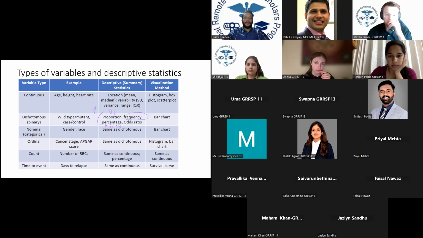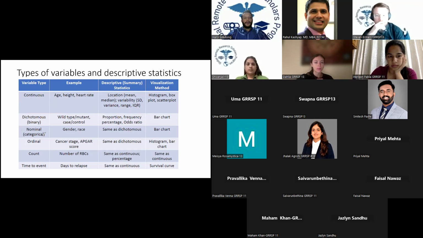Frequency is basically the count. For example, if I have 200 individuals and 100 of them have hypertension, this will be the frequency. The percentage would be 50% because it's half of them, and the proportion will be 0.5. So this is the frequency, basically the count. The percentage is the percentage, and the proportion is basically the same thing as the percentage, but expressed in decimals. All right. So for these, we will use a bar chart, and we will get to that in a second.